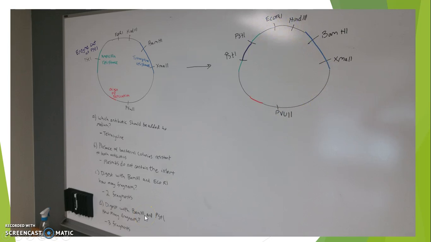And it says if we would digest with BamHI and PstI, how many fragments would there be? Since we're cutting with PstI, we'd have a fragment right here between both PstI sites, and then a fragment between the PstI and this part of the BamHI right here. So there's the second fragment, and then the third fragment would be between this PstI and this fragment right here. So you'd have 1, 2, 3 fragments.